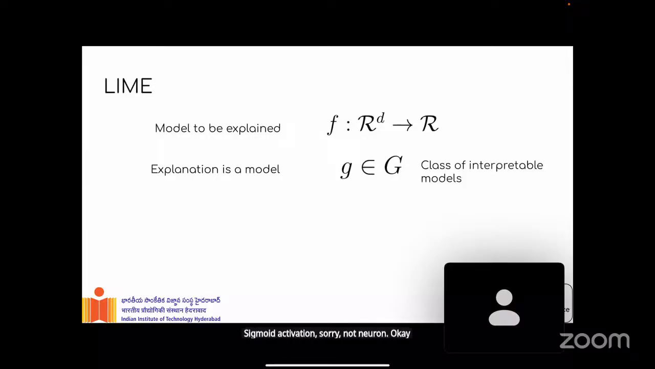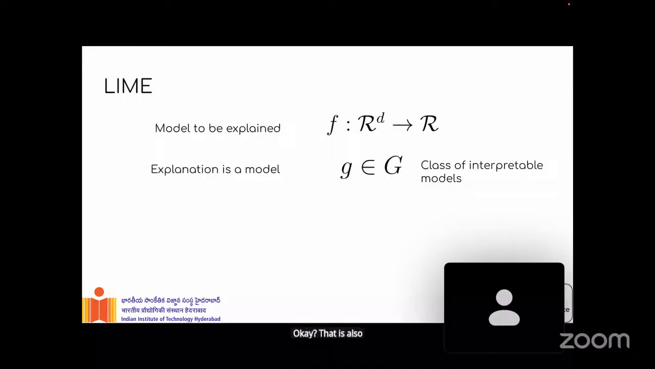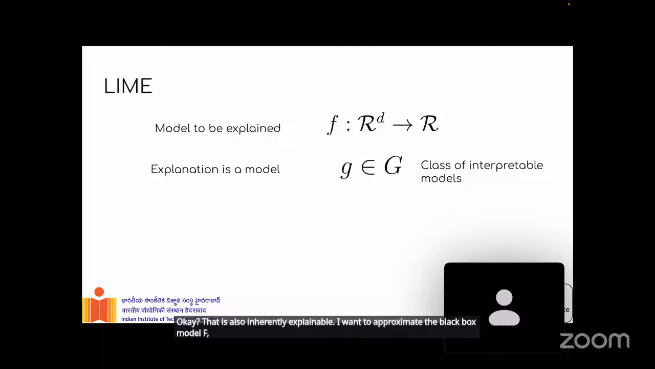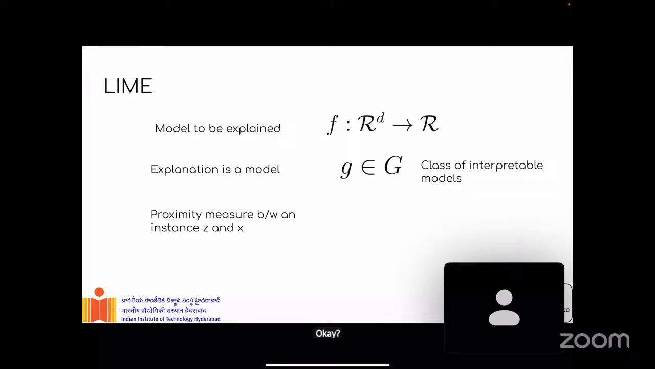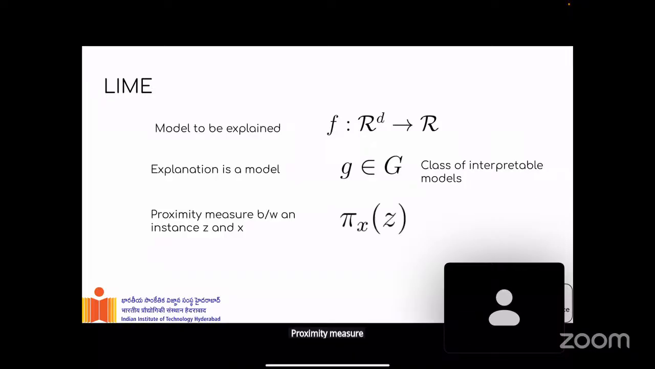Again, remember, one of the possibilities is linear, another possibility is shallow decision trees. That is also inherently explainable. I want to approximate the black box model F with a simple linear model G. How am I going to do that? I'll show you. And also we need another proximity measure. Proximity measure tells you how far a sample Z is from X. Think of it as a distance measure between Z and X.